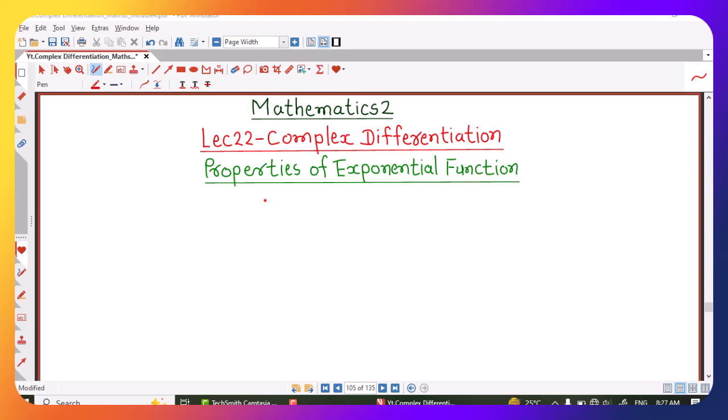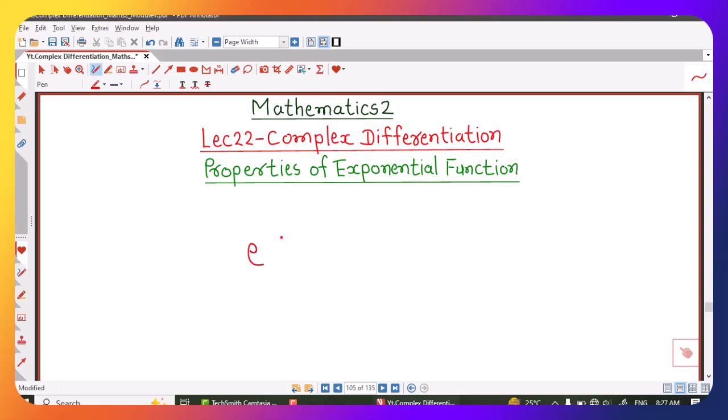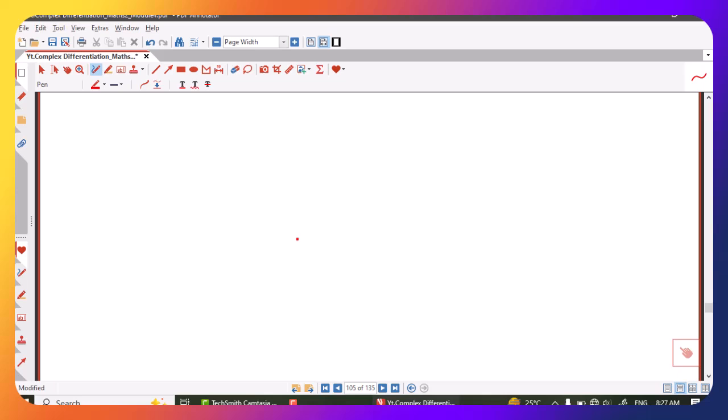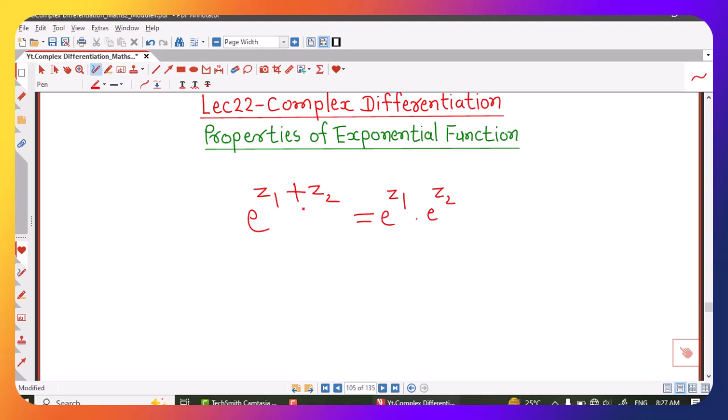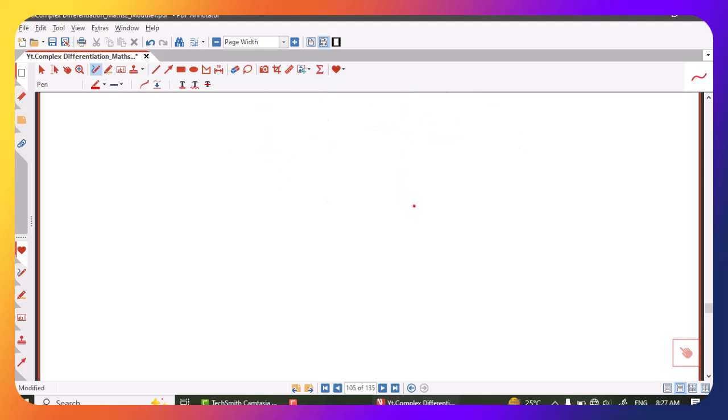In the previous lecture we discussed one property of the exponential function, which was e raised to z1 plus z2 equal to e raised to z1 times e raised to z2 for any two complex variables z1 and z2. Today we are going to discuss some more properties of this exponential function. Using this property we can prove that if we have a minus sign instead of a plus sign, then we will have the division of e raised to z1 and e raised to z2.